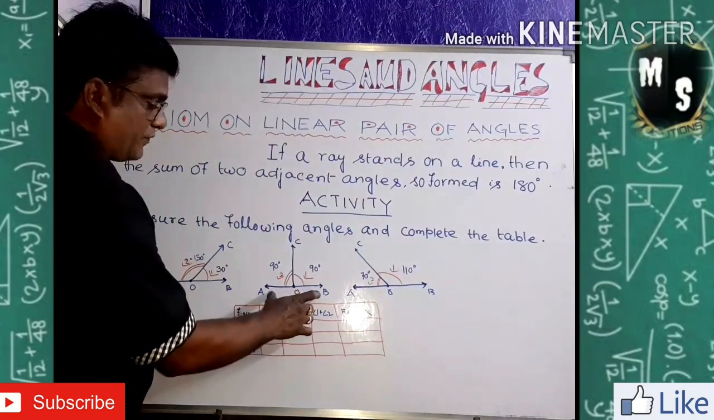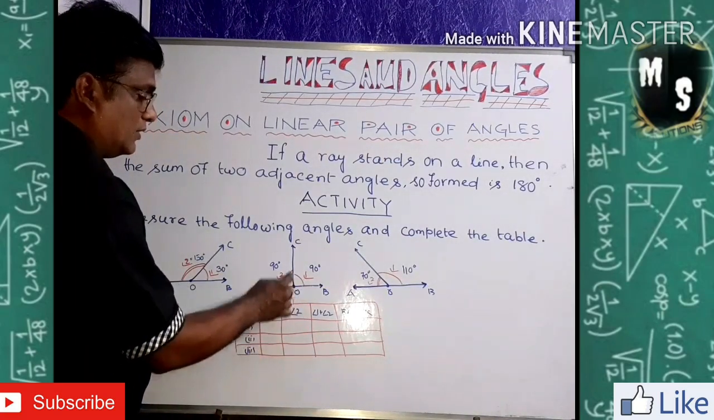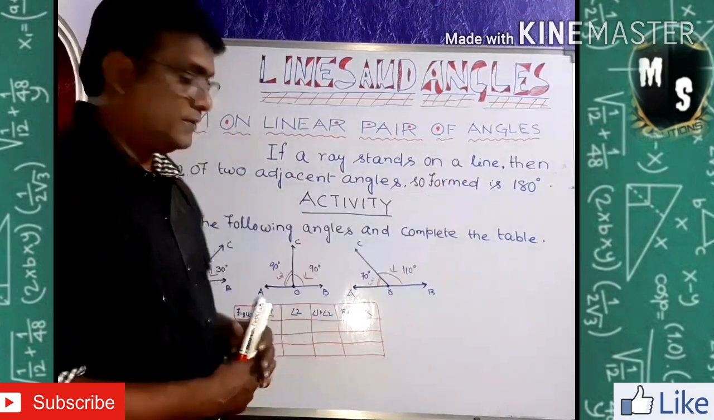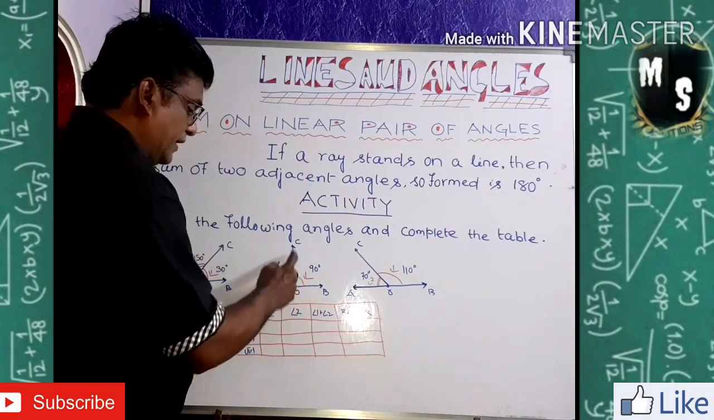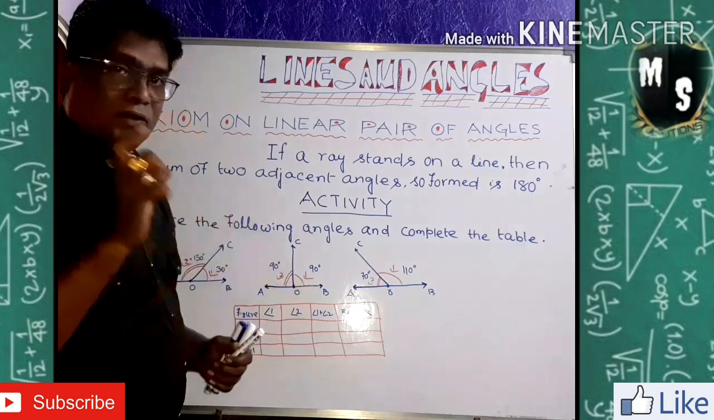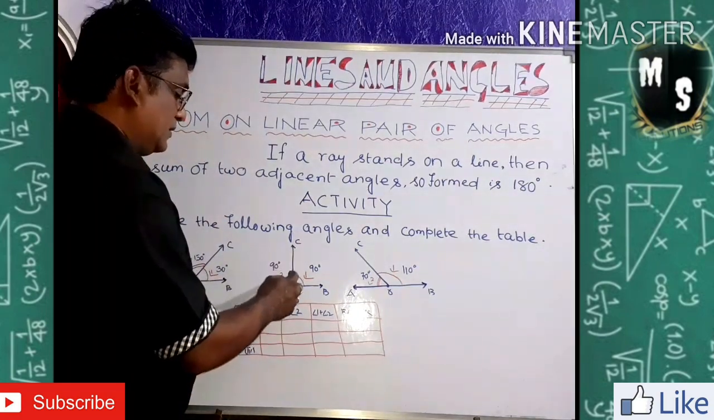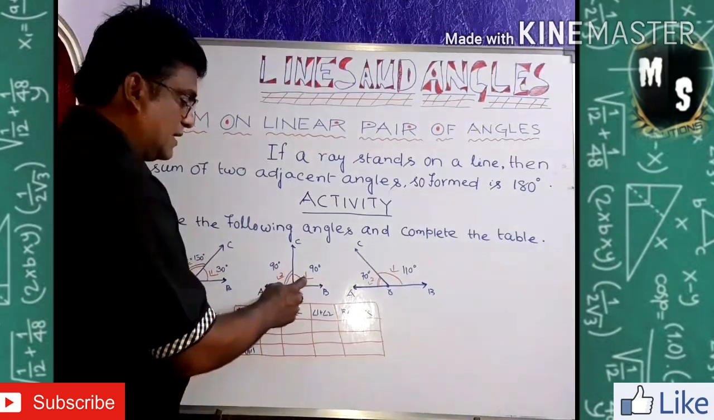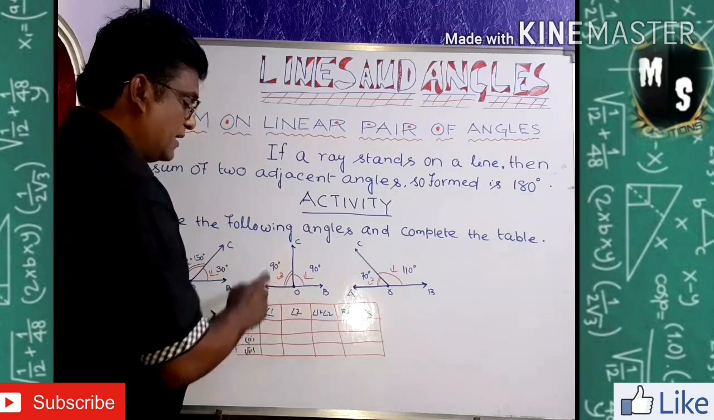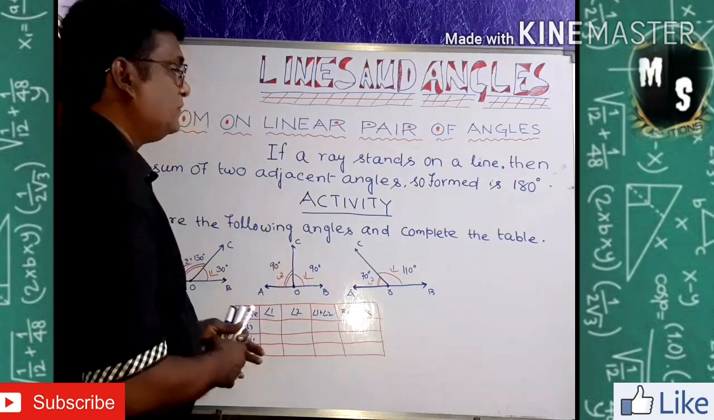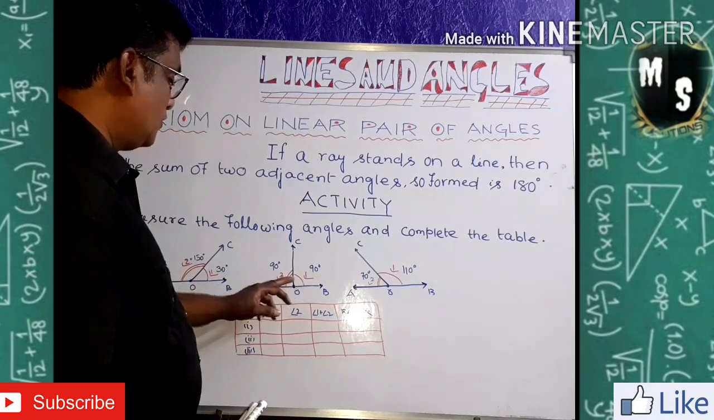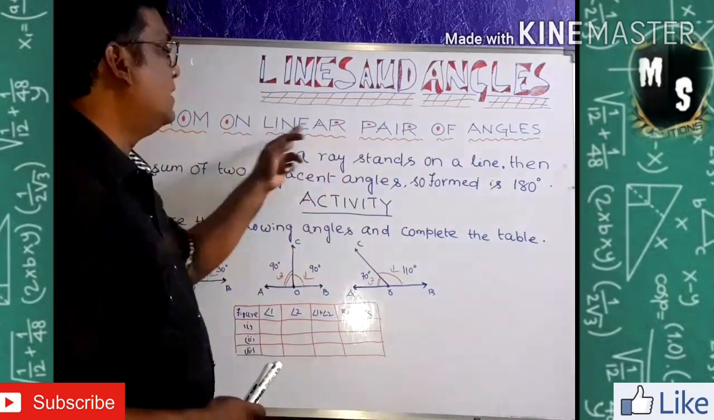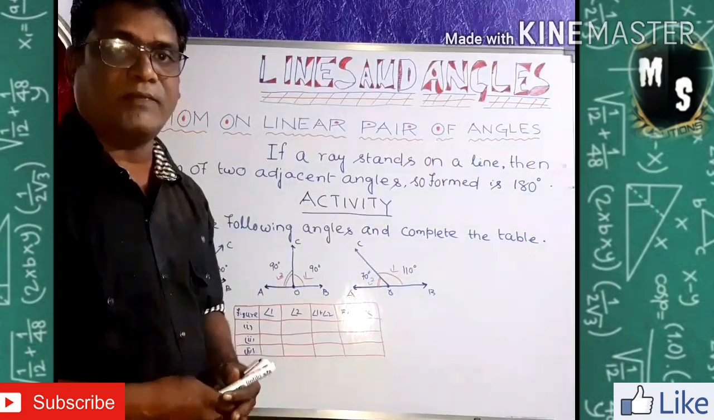See now, here it is a line and another ray is standing on this. That is what it is saying: a ray stands on a line. That means OC is the ray and AB is the line. AB is the line segment and OC is the ray, and OC is standing on AB. Then how many angles are you observing now? You are observing two angles. Angle number 1 is BOC, and angle number 2 is AOC. These two angles are called a linear pair of angles. Understood now what is a linear pair of angles?